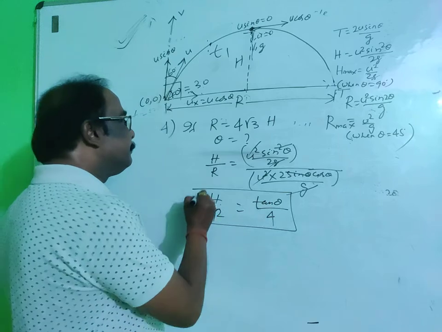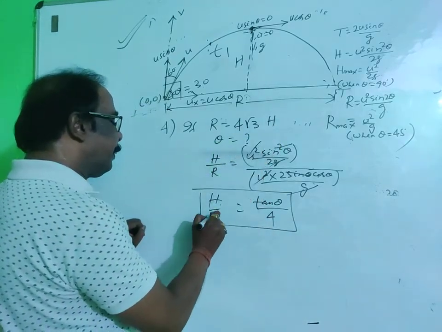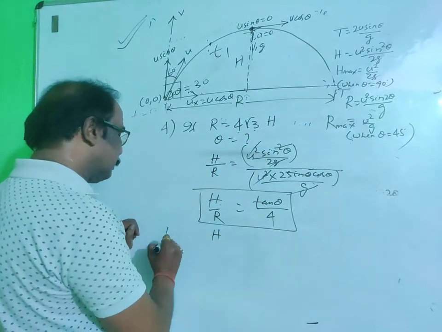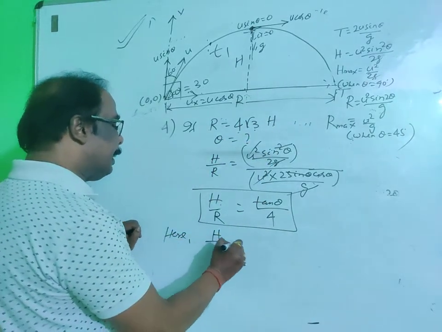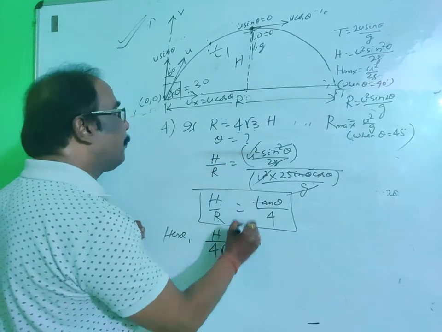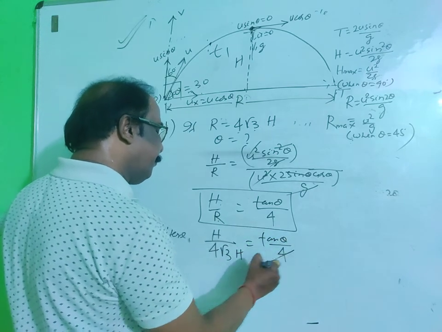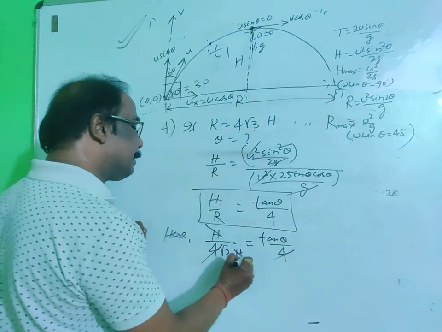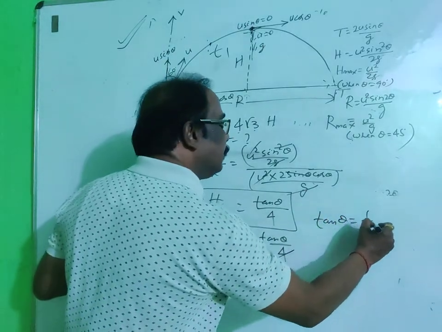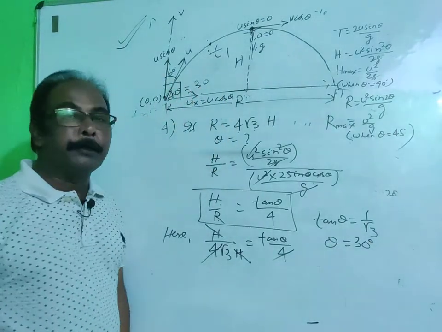This is the condition. So if range is equal to 4 root 3 times H, then here H by R is equal to 1 by 4 root 3 times, which equals tan theta by 4. 4 and 4 get cancelled, H is cancelled, then tan theta is equal to 1 by root 3, then theta is equal to 30 degrees. An easier question.